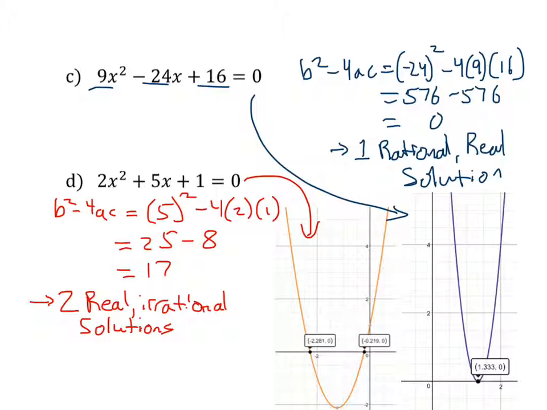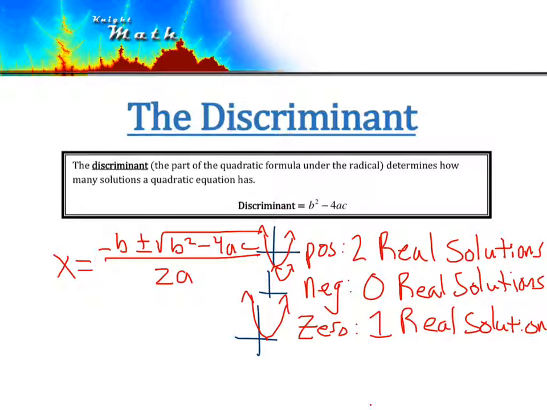Okay, so there you have it for the discriminant, b squared minus 4ac. Remember, that just comes from underneath the square root. And if that is positive, we have 2 real solutions. If it's negative, we got 0 real solutions. If it's 0, which is in between positive and negative, we get 1. All right? And those are the only possibilities for quadratic equations. That is the discriminant.